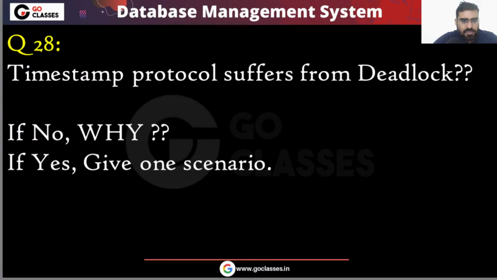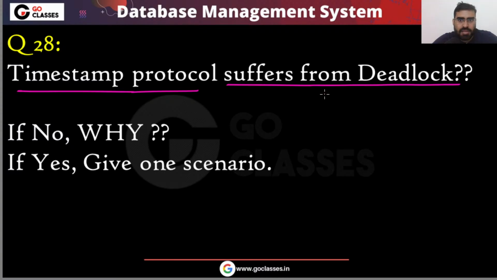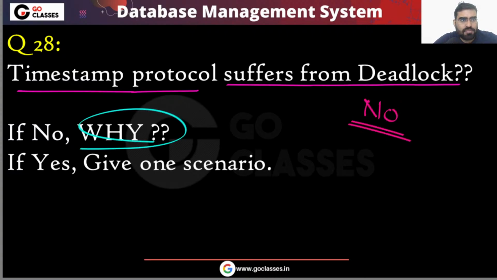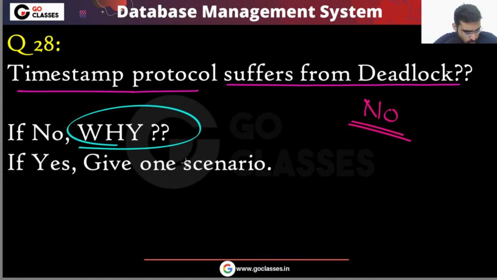What about this question? What is the answer for this one? Timestamp protocol suffers from deadlock. Will it suffer from deadlock? The answer is no. But why? Can you prove it? Can you prove why it will never suffer from deadlock?